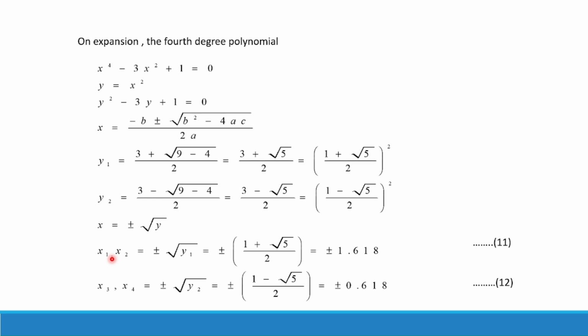for this. So four roots, how we can get: x1, x2 is equal to plus minus root y1, and similarly x3, x4 is equal to plus minus root y2.